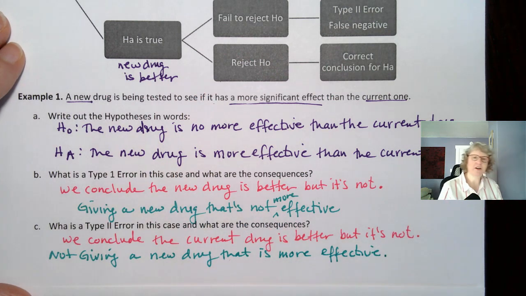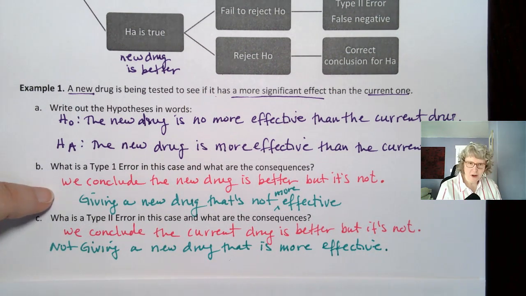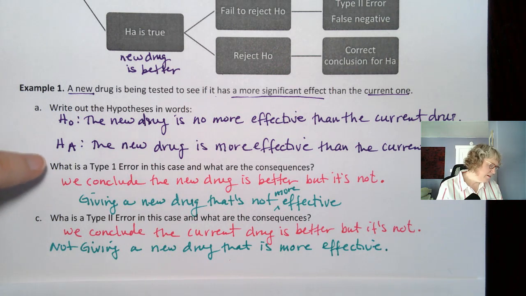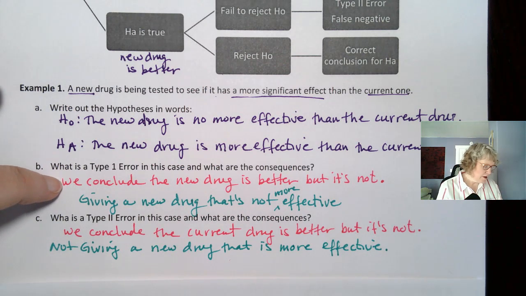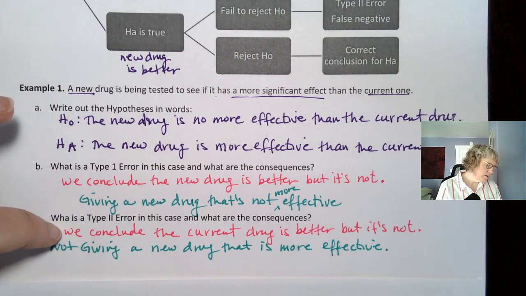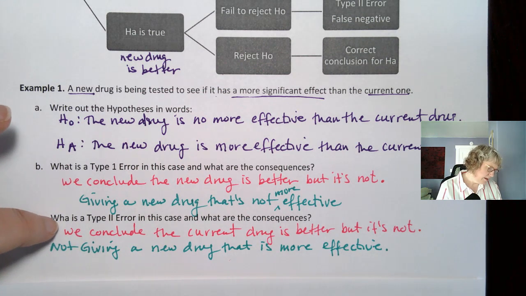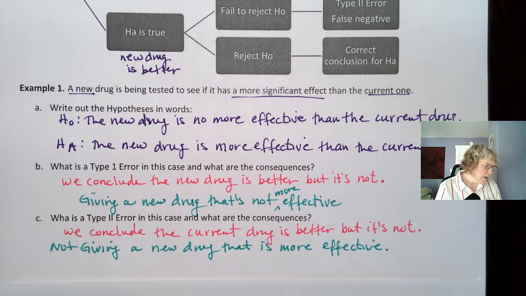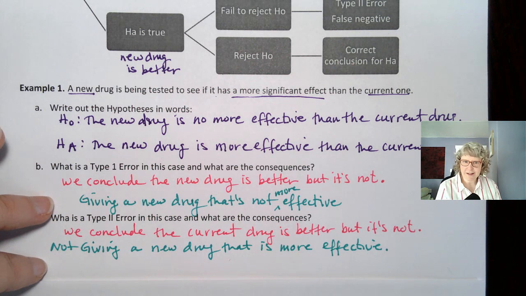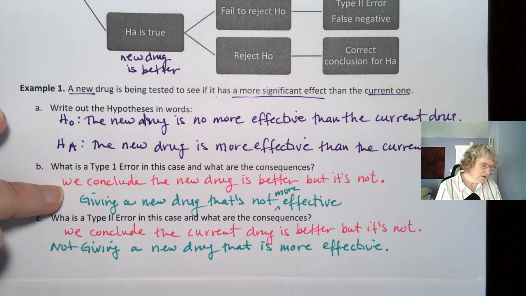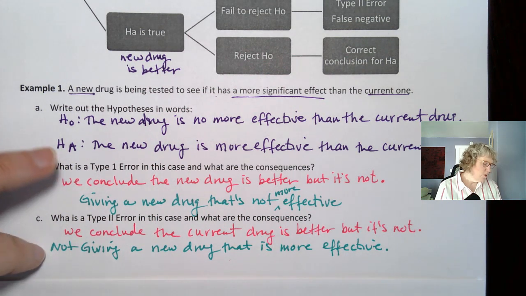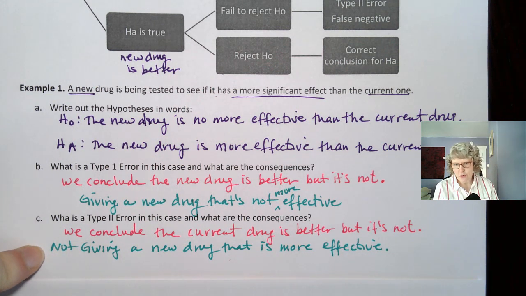It's a real brain bender. So sometimes if you get one, then go off of that one, okay? So type 1 error, we conclude the new drug is better. That's a false positive. Type 2 error, we conclude the new drug isn't better, but that's a false negative, okay? So which is better or which is worse? I don't know. Either giving a drug that's not more effective or not giving a drug that is more effective.